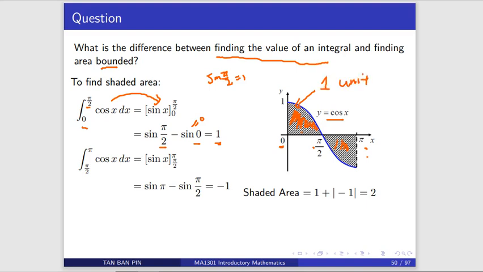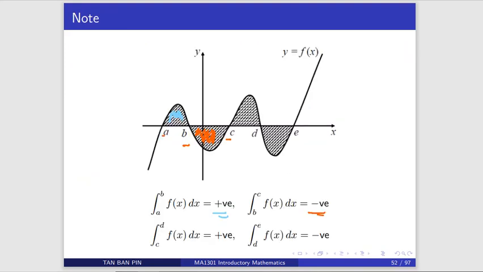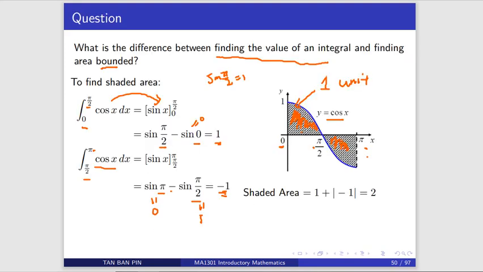And then you consider the other area, pi over 2 to pi. So you integrate cosine x from pi over 2 to pi. This time you sub x as pi and pi over 2. Sine pi gives you 0. Sine pi over 2 gives you 1. But there's a minus, so that's why it's minus 1. And the answer is correct because below the x-axis is negative, so you should expect to get a negative answer, minus 1. So this area is negative 1.